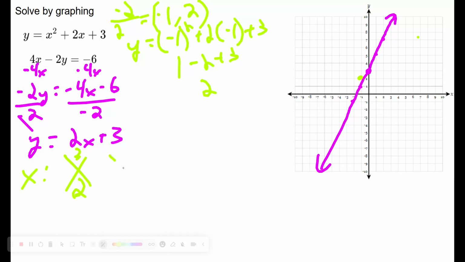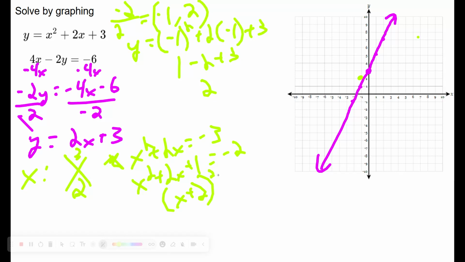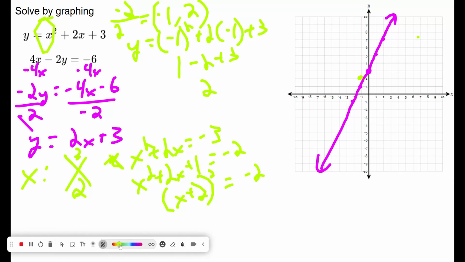Why not? Let's do x squared plus 2x equals negative 3. Divide my b value by 2 and square it. 2 over 2, squared is 1. x squared plus 2x plus 1 equals negative 3 plus 1, which is negative 2. (x plus 1) squared equals negative 2. I see what's happening here. This is a positive parabola. It's not going to have an x-intercept. So we're going to have to go a different direction here.